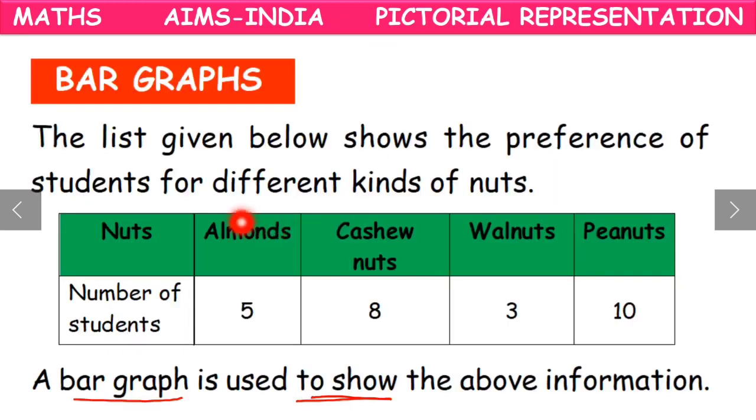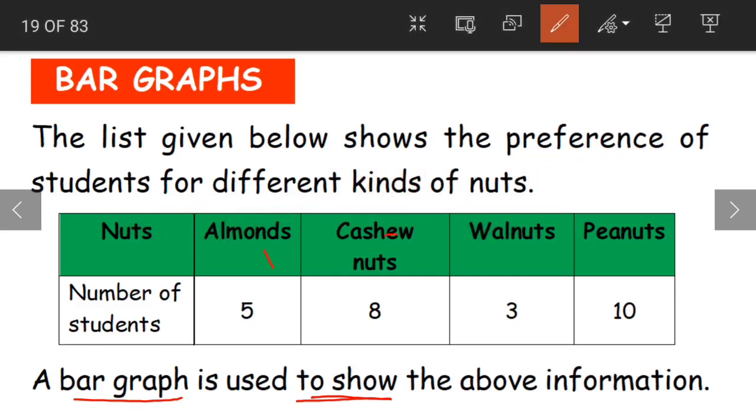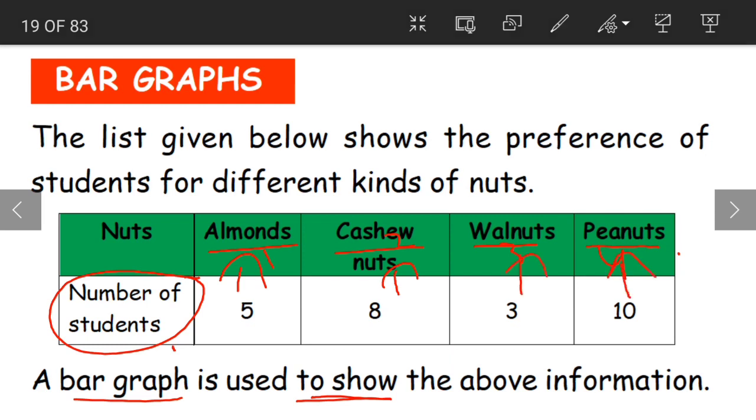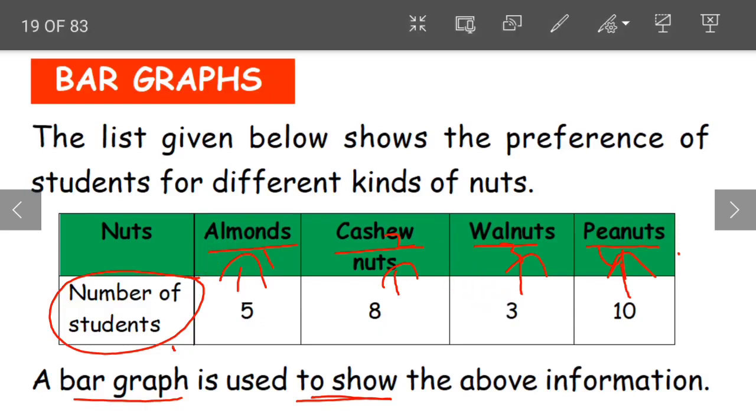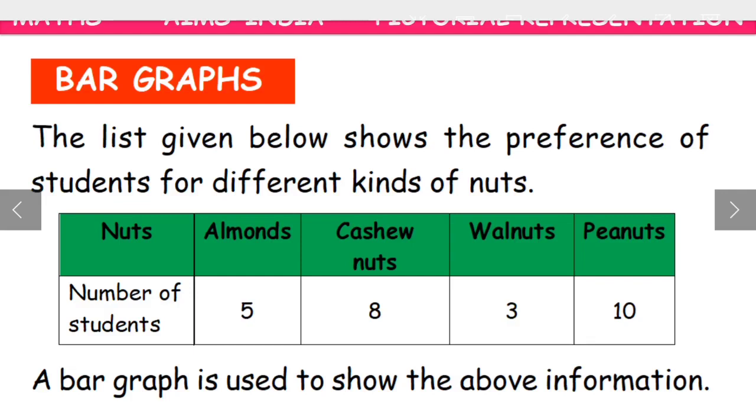Now let us look at the question, children. The list given below shows the preference of students for different kinds of nuts. We are having 4 kinds of nuts, that are almonds, cashew nuts, walnuts and peanuts. And what are the number of students who like them? 5 students like almonds, 8 like cashew nuts, 3 like walnuts and 10 like peanuts. So this information we are going to represent using a bar graph.